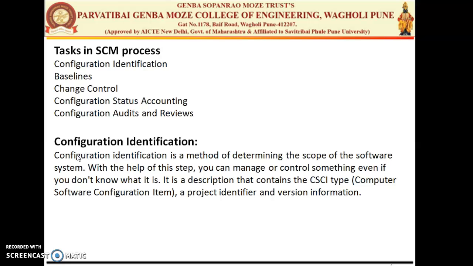We can also add a project identifier and versioning information, or we can say the version information. So all this information is collected in configuration identification: which SCIs are changed, which is the project, and which version is changing. That information is collected in configuration identification. So it generally determines the scope of the system.